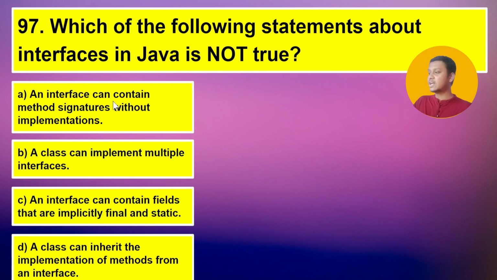Our next question is, which of the following statements about interfaces in Java is not true? Option A, an interface can contain method signatures without implementation. Option B, a class can implement multiple interfaces. Option C, an interface can contain fields that are implicitly final and static. Option D, a class can inherit the implementations of method from an interface. So here the correct answer is option D.